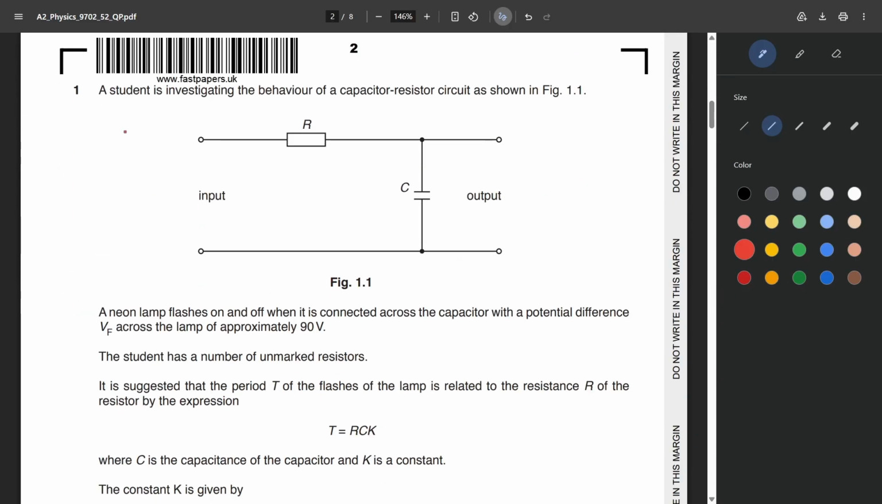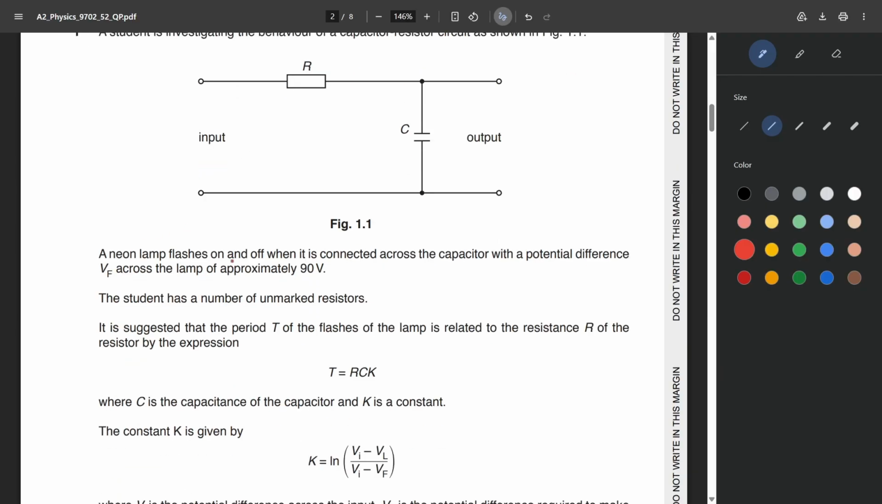Okay, so in the first question, this bit of information is given. It says a student is investigating the behavior of a capacitor resistor circuit as shown in figure 1.1. The circuit shown here has a neon lamp that flashes on and off when it is connected across the capacitor with a potential difference Vf across the lamp of approximately 90 volts.